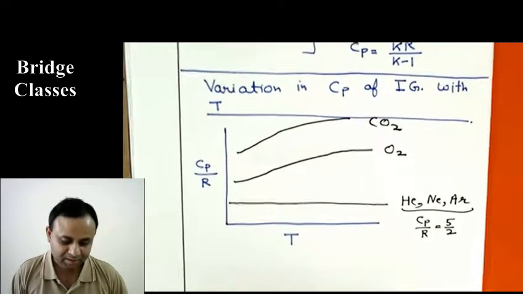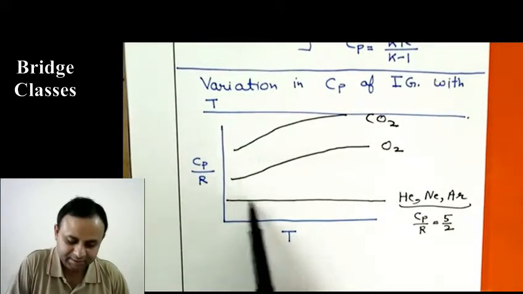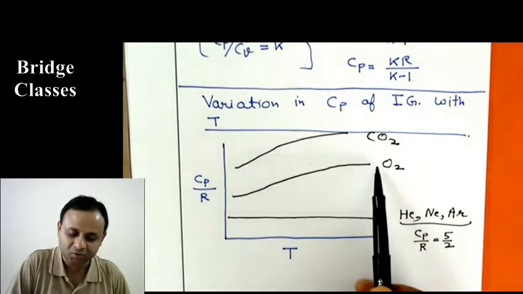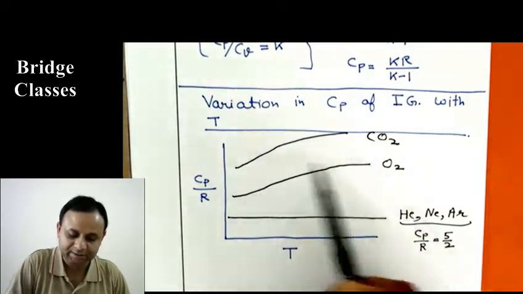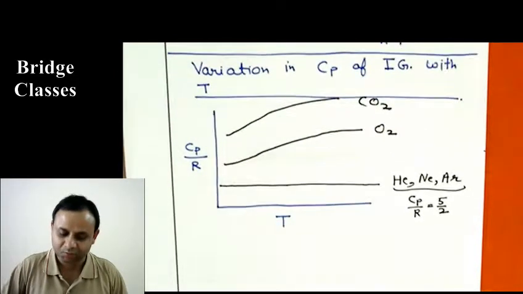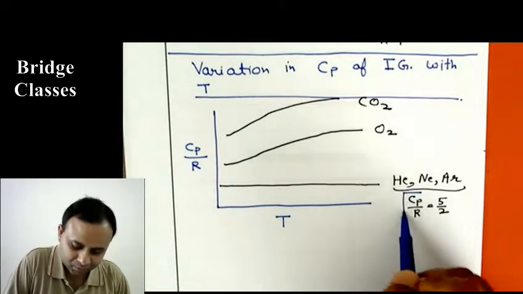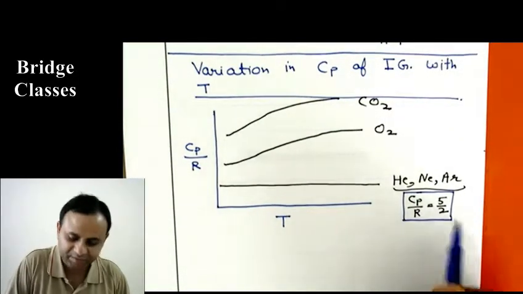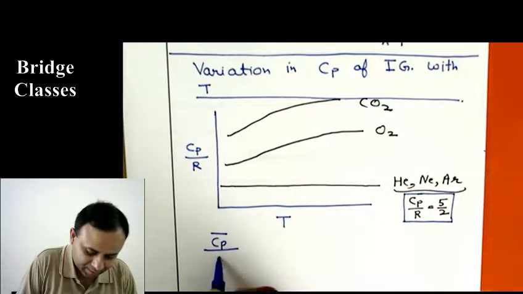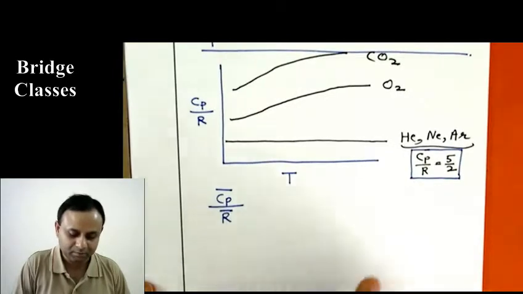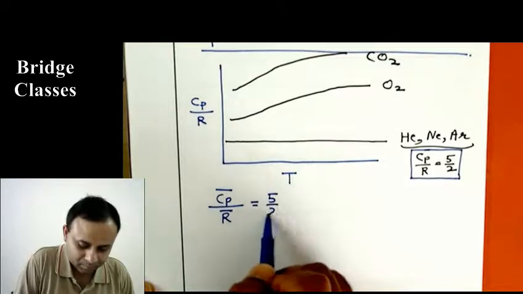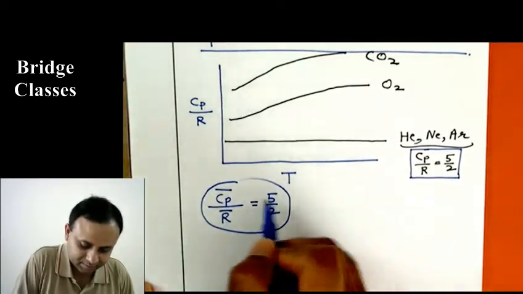And other thing is for monoatomic gases, it remains constant. It does not change with temperature. Whereas for diatomic or polyatomic gases, it increases with temperature. So that is the trend. And you can also remember that for monoatomic gases, Cp over R is 5 by 2. Or alternatively, you can say Cp bar over R bar, same thing. You have to be consistent. Both of these are on per mole basis. This is also 5 by 2 for monoatomic gases.